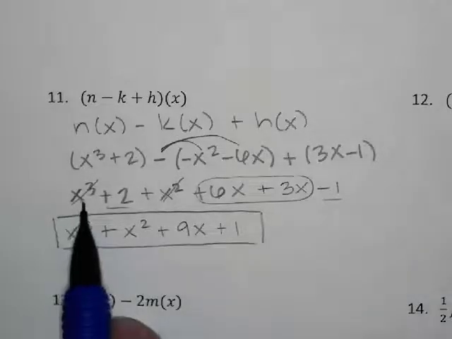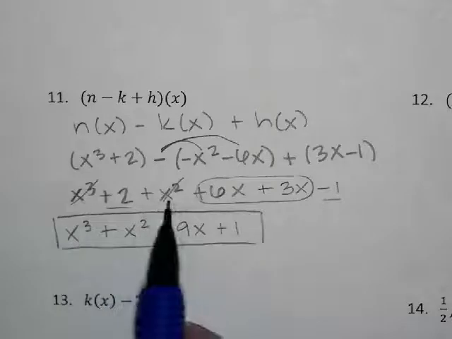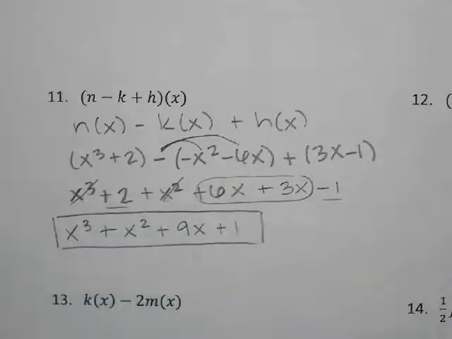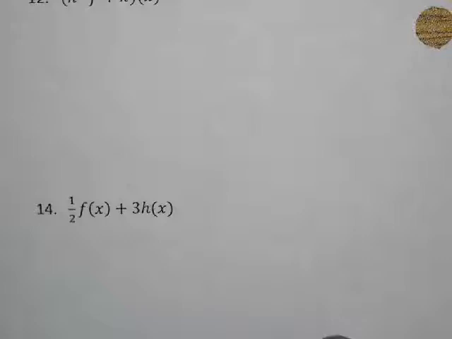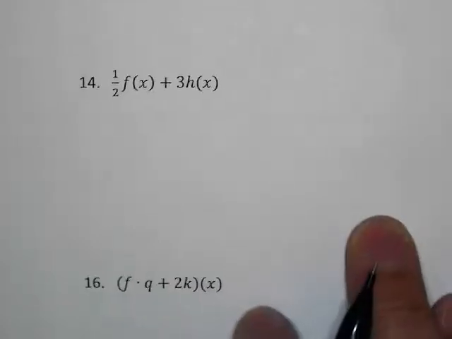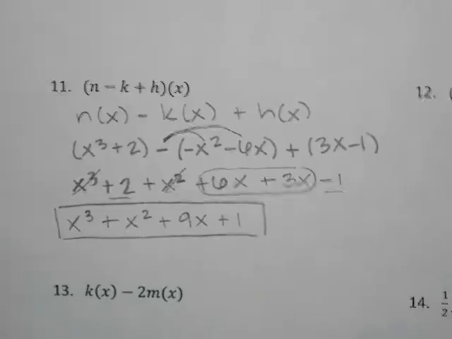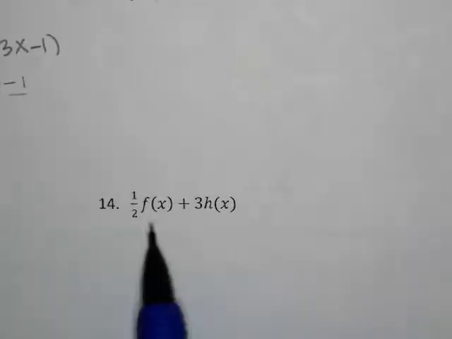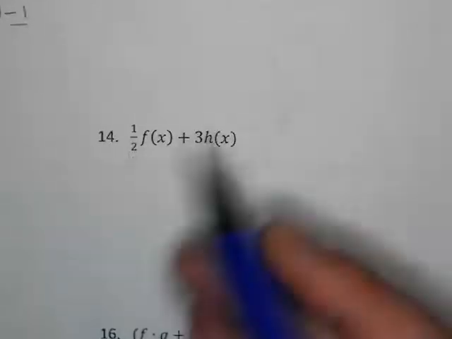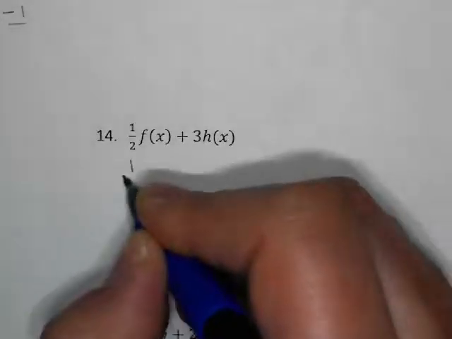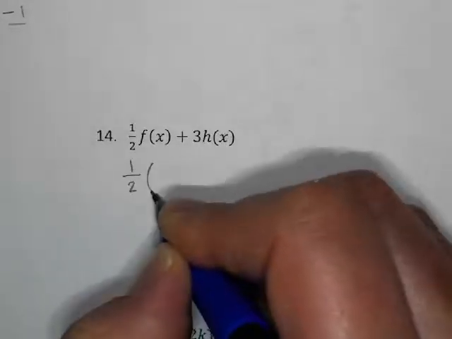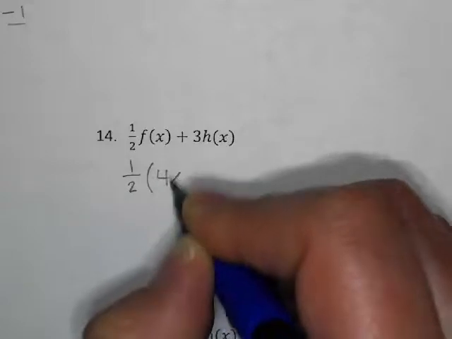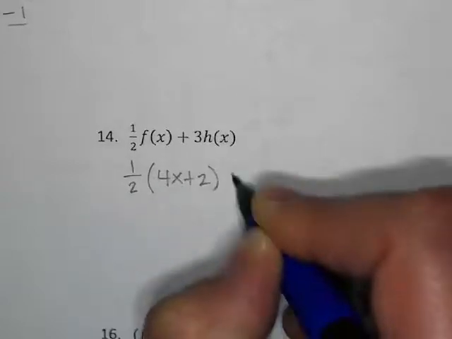Let's try something like number 14. Let's look at number 14. Okay. So number 14 says take 1/2 of f of x. So I'm going to write 1/2, and then I'm going to write f of x down. And then it says take 3 h of x. So then I'm going to write 3, and then I'm going to write h of x. Okay?